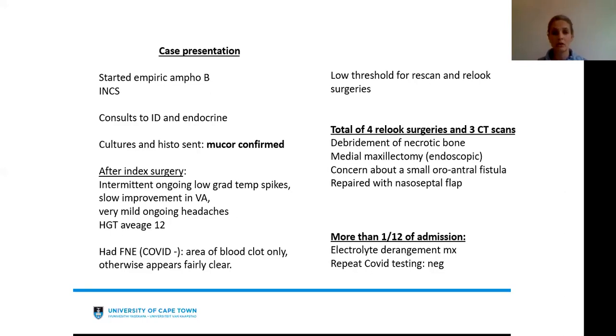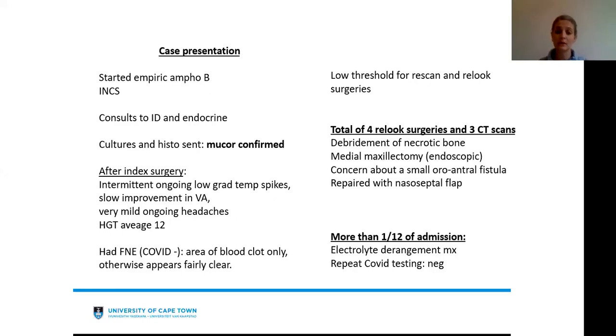We quickly got consults to the infectious diseases and endocrine teams, and we sent off our intraoperative specimens for culture and histology, which actually confirmed that this gentleman did have mucormycosis. But after this index surgery, he had intermittent, ongoing low-grade temperature spikes, very slow improvement in his visual acuity, mild ongoing headaches, and a glycemic control average of around 12.